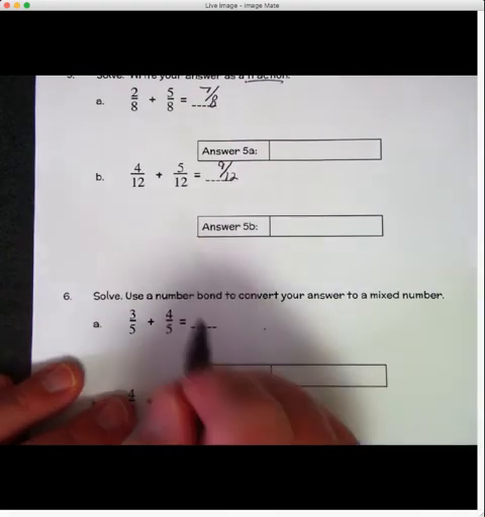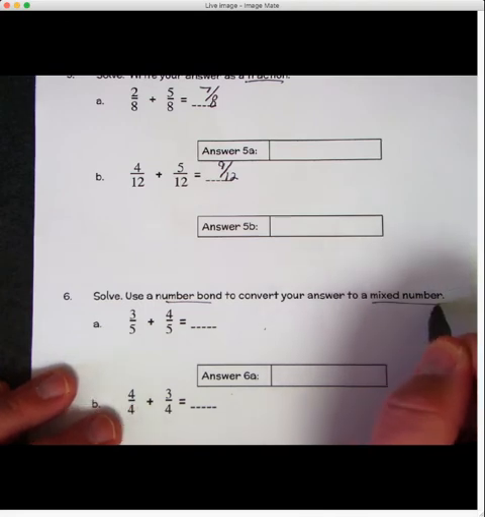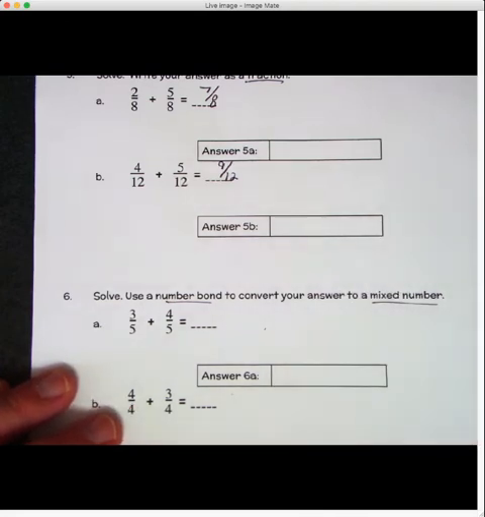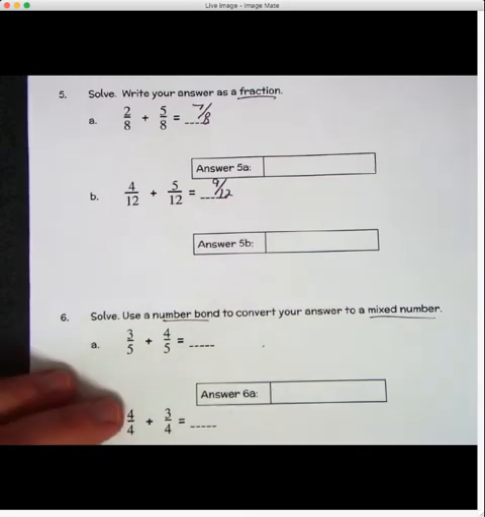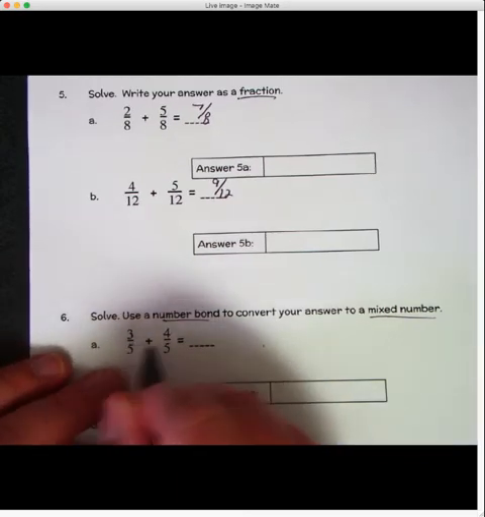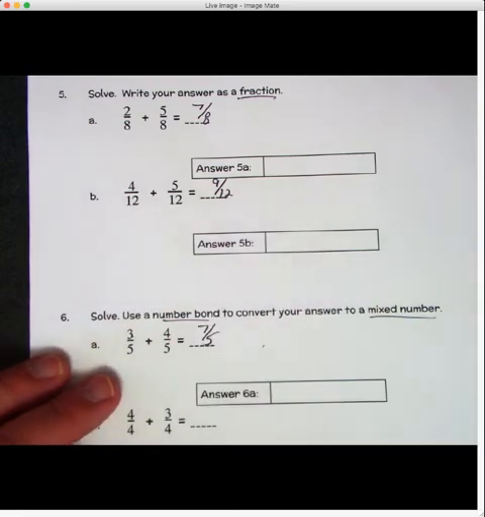Solve. Use a number bond to convert your answer to a mixed number. So it's going to be 1 and a fraction or 2 and a fraction or whatever. Okay. I think today was just going to be 1 and a fraction. So 3/5 plus 4/5. 3 plus 4 is 7/5. This is just what we did a minute ago.